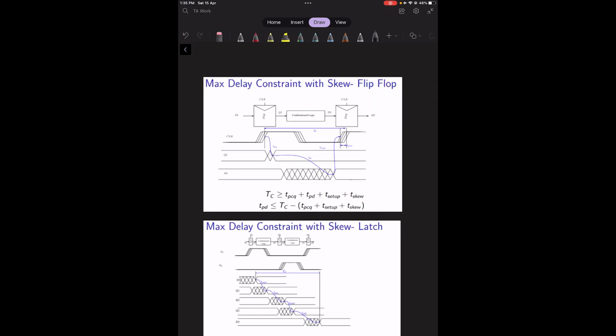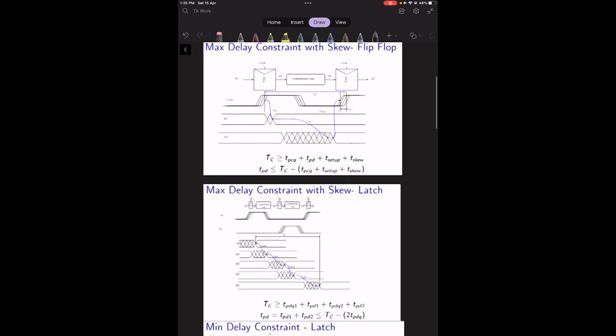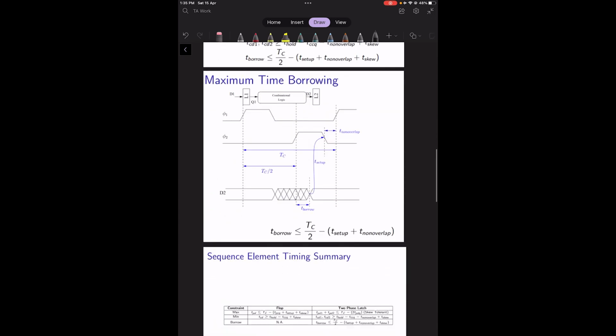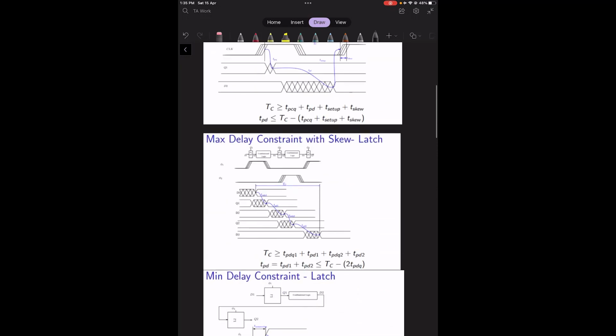Before we start off and look at the solutions directly, we will have a brief overview of the concepts for the flip-flop, the latch and time borrowing for each of these, right?